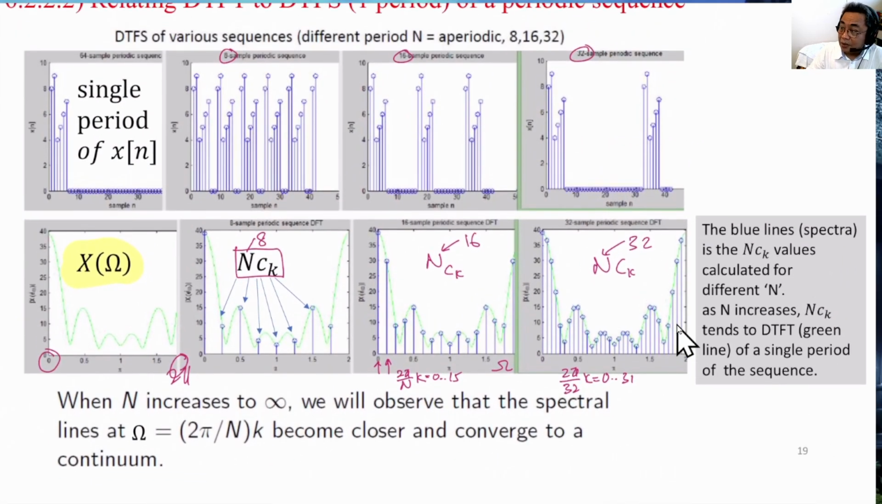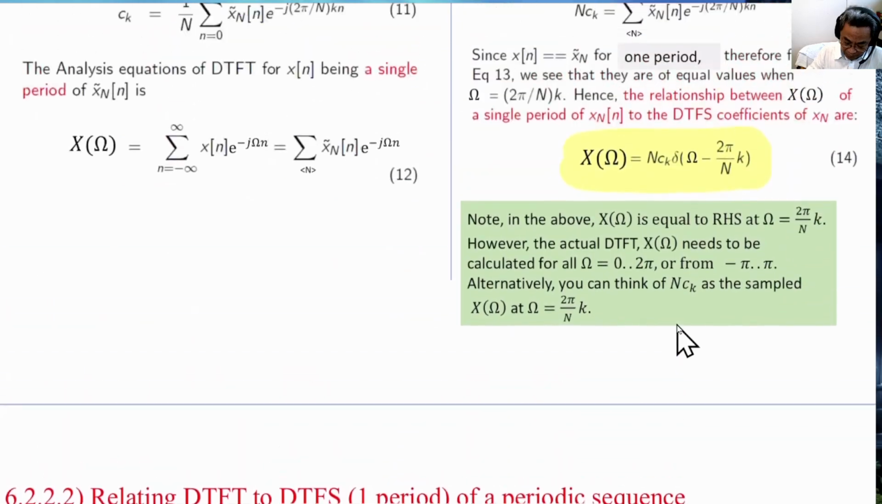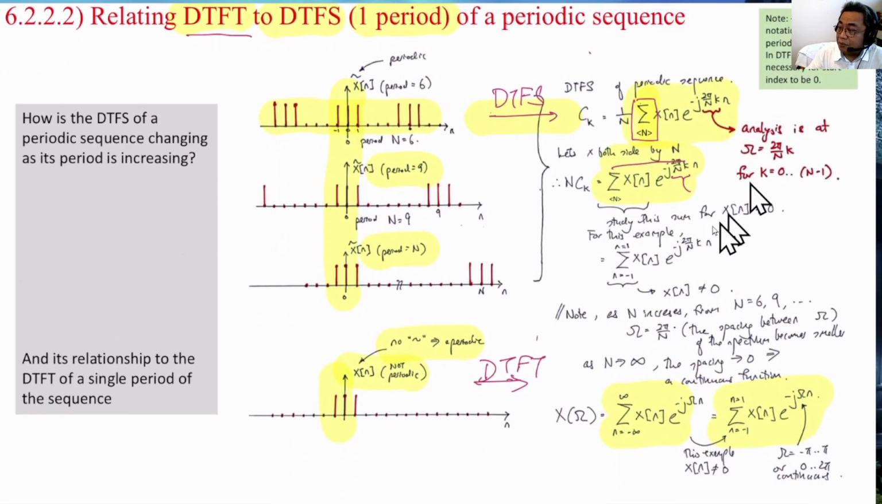Okay, so to repeat, there is a deep relationship between the DTFT of a single period of a periodic sequence and its DTFS. And this is the relationship.